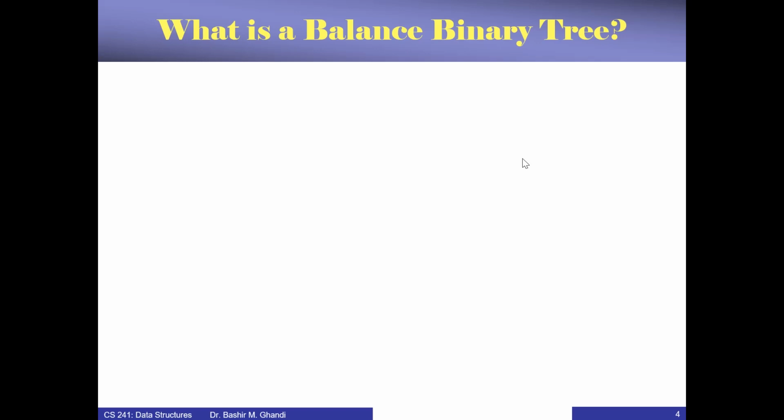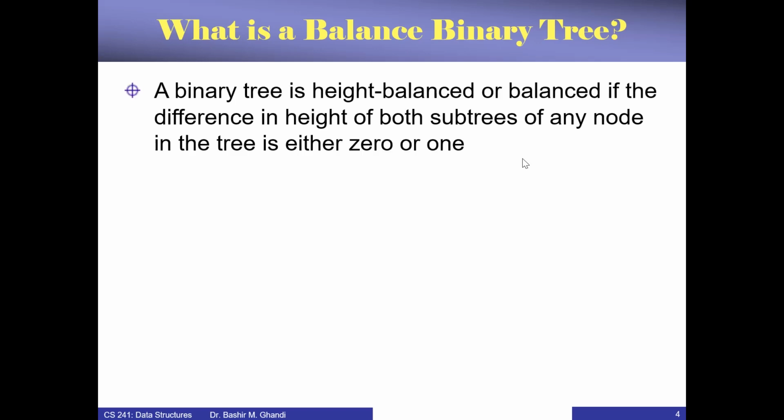Okay, so what is a balanced tree? A binary tree is said to be balanced, or if you want the full term, height balanced, if the difference in height of the left and right subtree is either 0 or 1. So the difference between the height of the left and the height of the right is not more than 1.